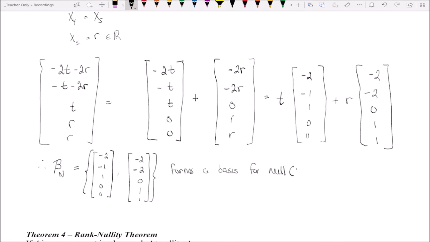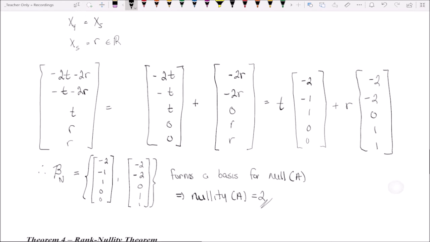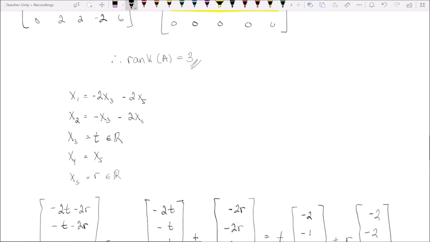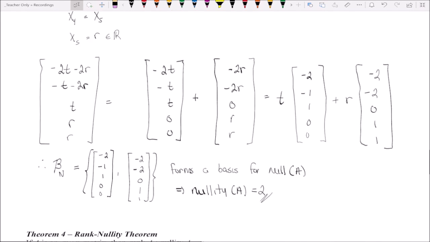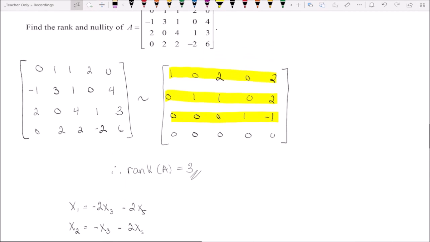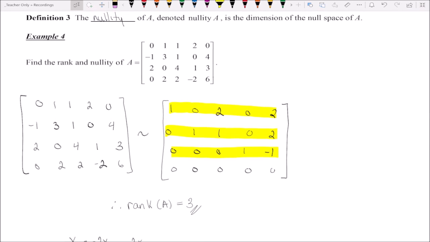And I'm going to represent the null space as simply null of A, which obviously means that the nullity of A is equal to 2. Right now, the rank was 3, nullity was 2, right? That's 5. Notice that that's the number of columns of A we have.